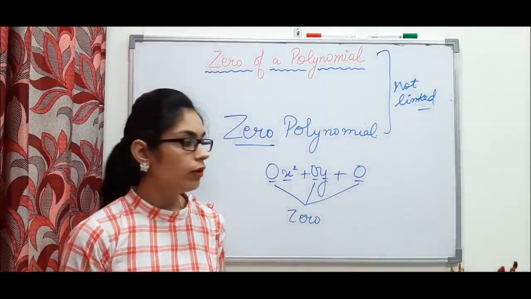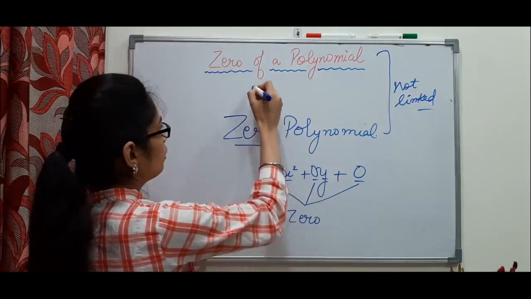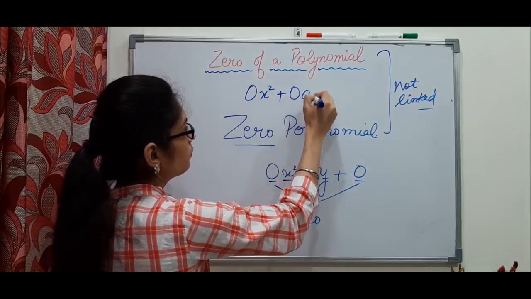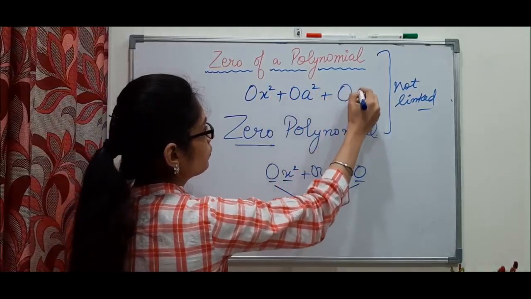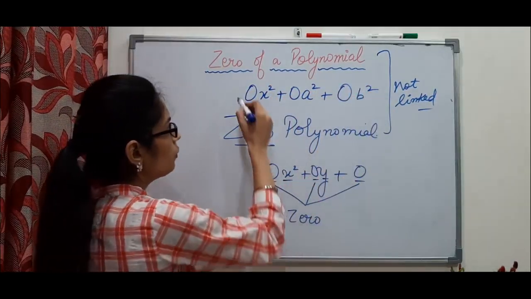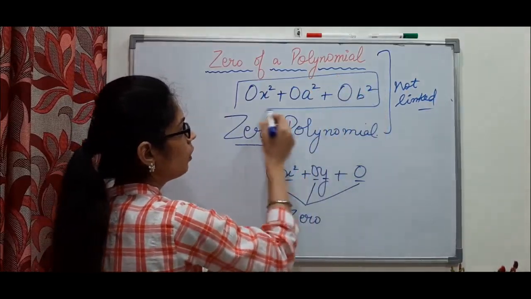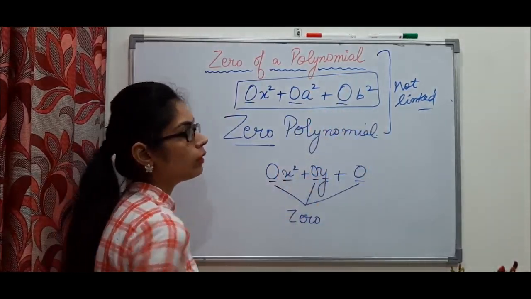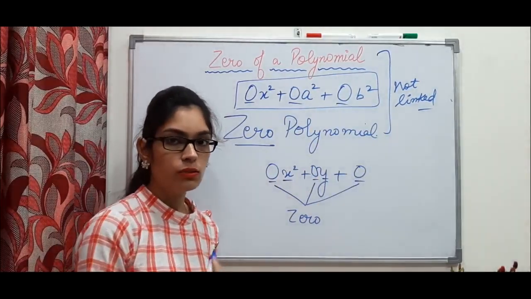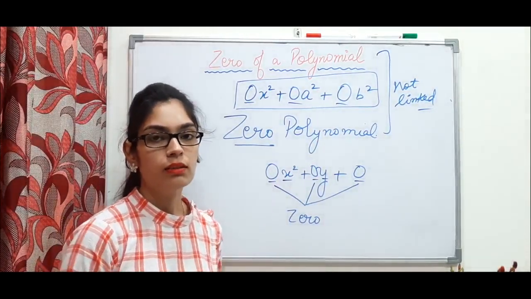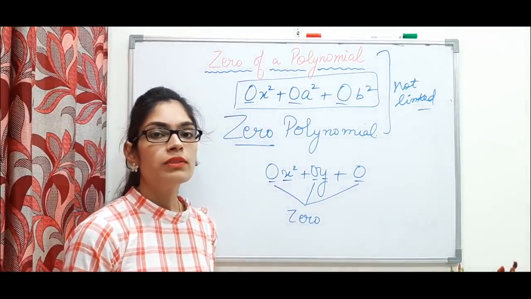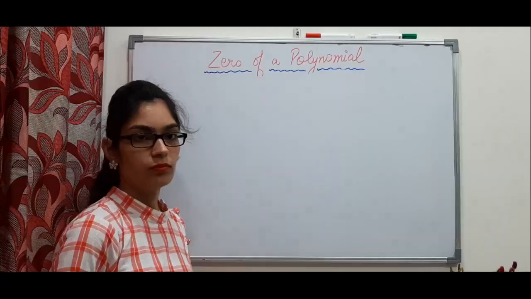I'll take one more example. So you can see in this expression all the constants are equal to 0. So this is known as zero polynomial and it's a type of polynomial. Now let's discuss the meaning of zero of a polynomial.